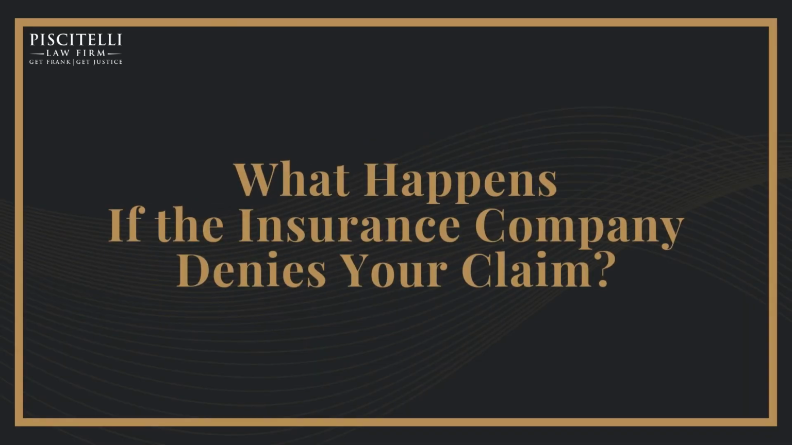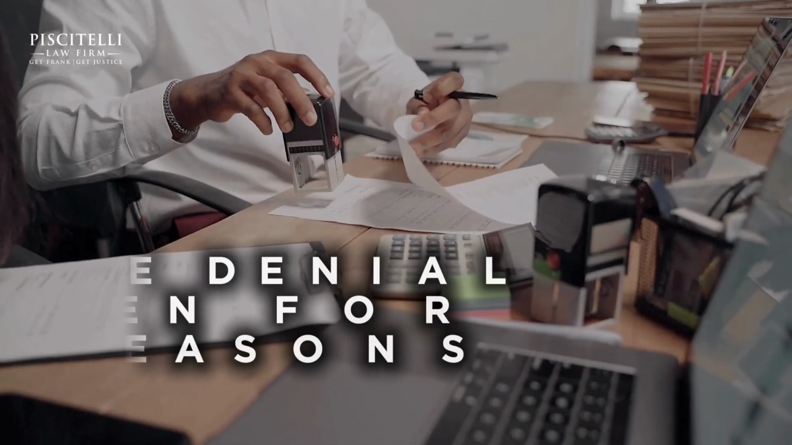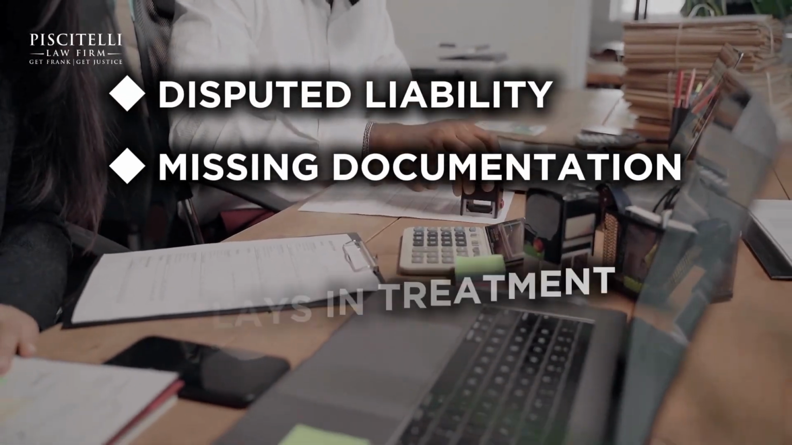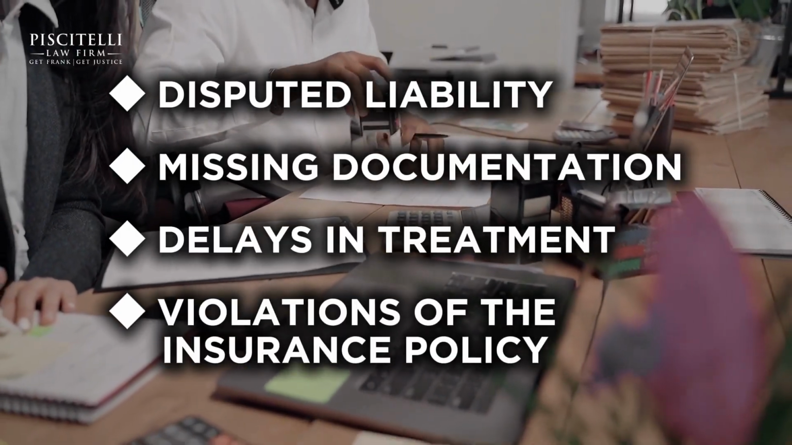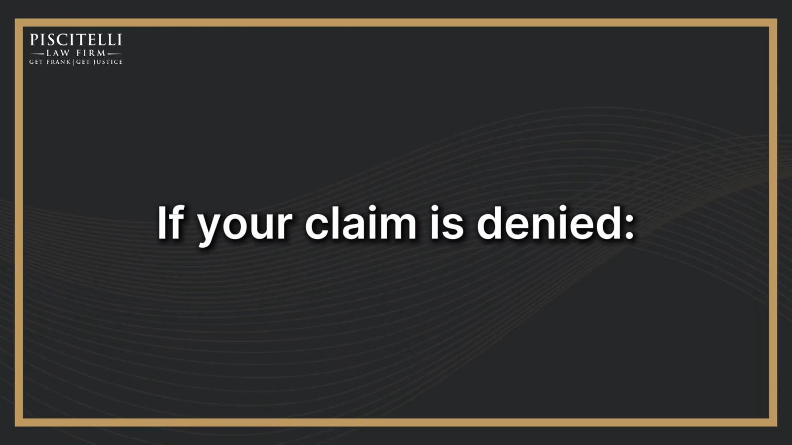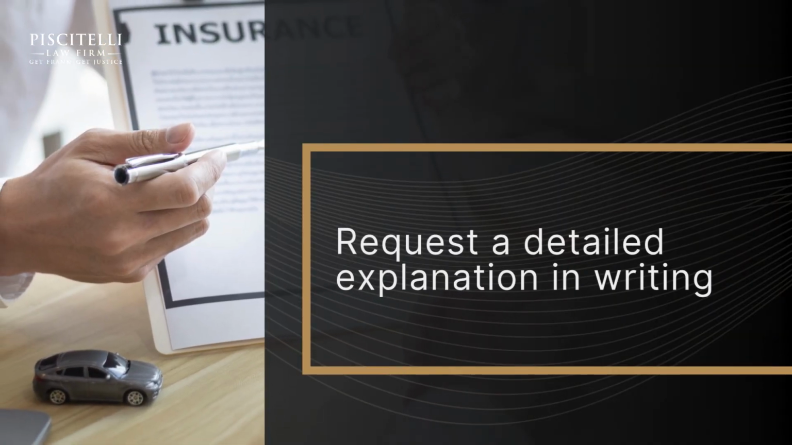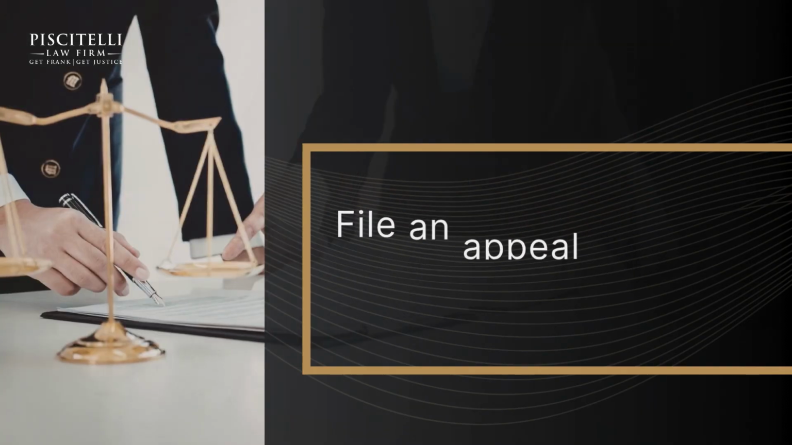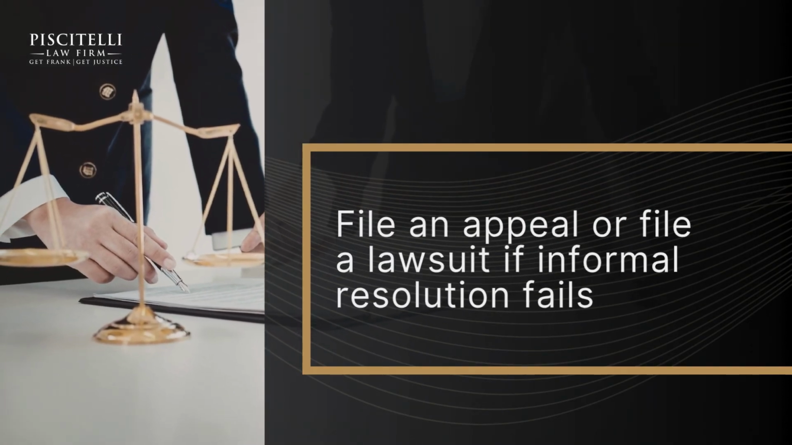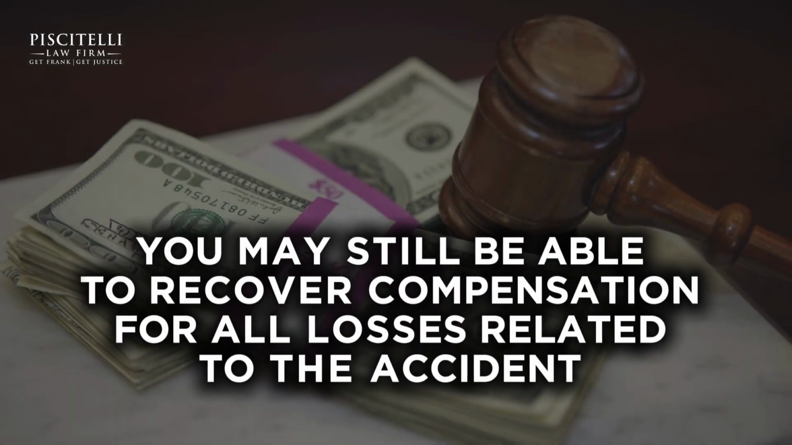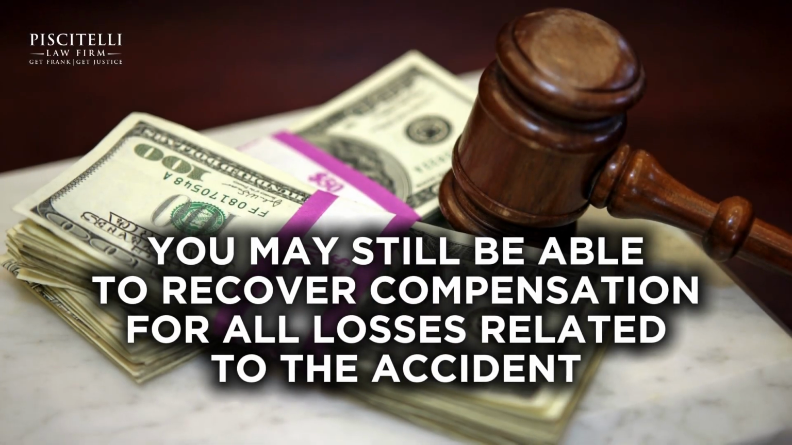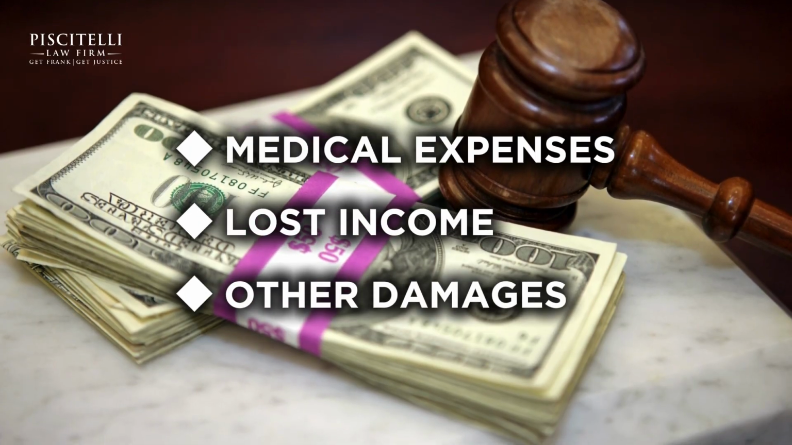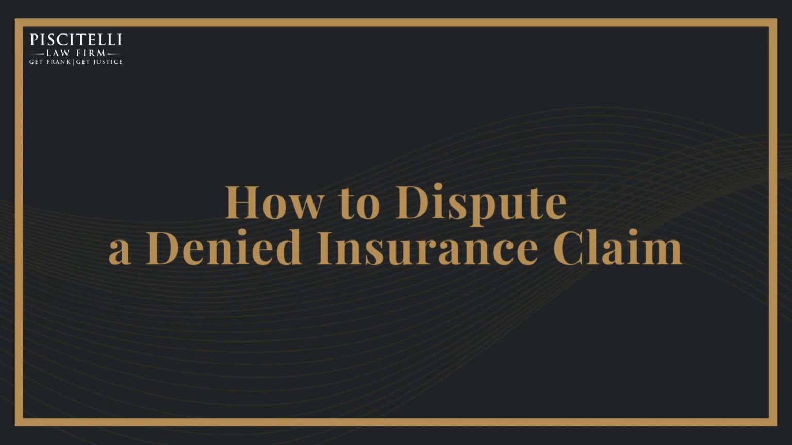What happens if the insurance company denies your claim? An insurance denial can happen for various reasons: disputed liability, missing documentation, delays in treatment, or violations of the insurance policy. If your claim is denied, request a detailed explanation in writing. Review the policy language with your attorney. File an appeal or file a lawsuit if informal resolution fails. You may still be able to recover compensation for all losses related to the accident, including medical expenses, lost income, and other damages.